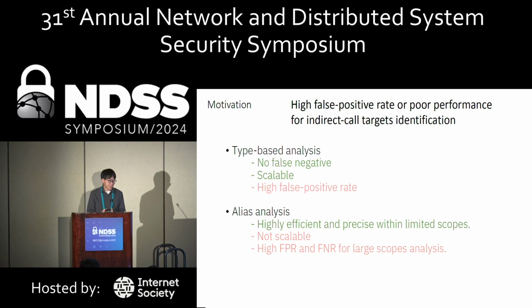And alias analysis is typically efficient and precise within a limited scope. However, it is not scalable, which means that if you want to analyze a large program like a browser or an OS kernel, it does not scale. And if you use approximation with alias analysis, it generates lots of false positives and also false negatives.